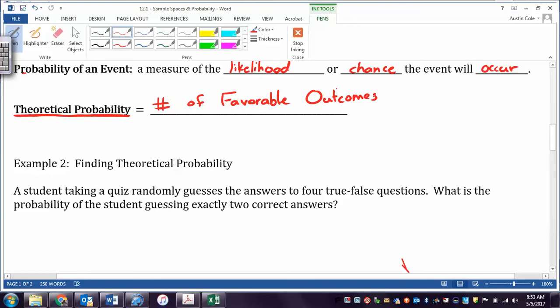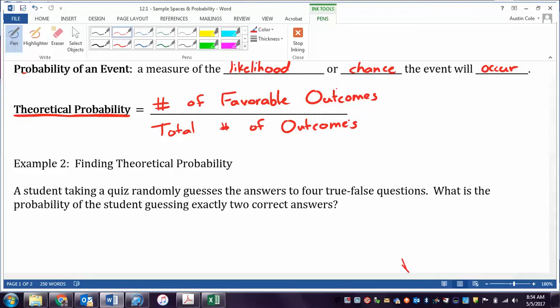What does favorable mean? Likely. Maybe not quite likely. Talk to the person next to you. What in this instance does favorable mean? Go. Let me write the bottom here. It's the total number of outcomes.